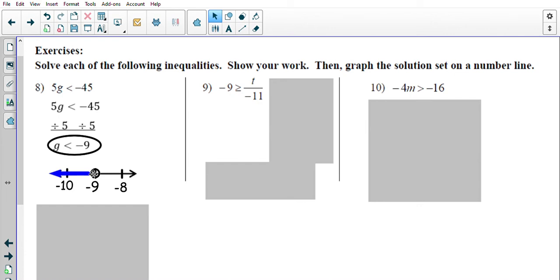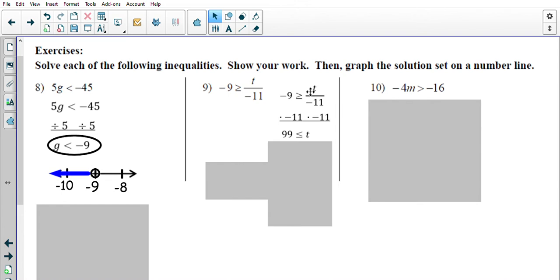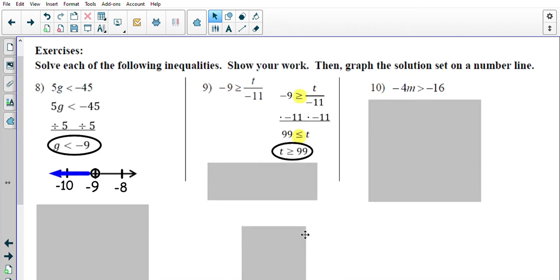All right, number 9. Negative 9 is greater than or equal to t over negative 11. The inverse of dividing by a negative 11 is to multiply by negative 11. Negative 9 times negative 11 is 99, but you're going to notice that I flipped the symbol around. I'm going to highlight this in yellow. So the greater than or equal to became less than or equal to because I multiplied by a negative 11. But rewrite it with the variable on the left. So it becomes t is greater than or equal to 99.